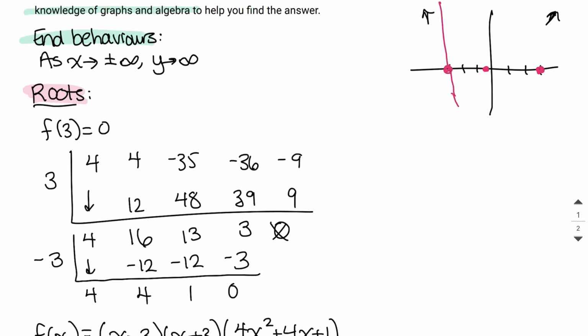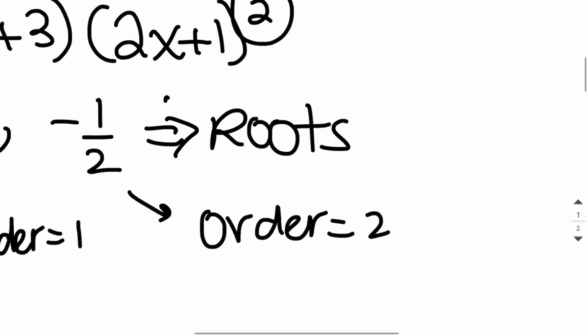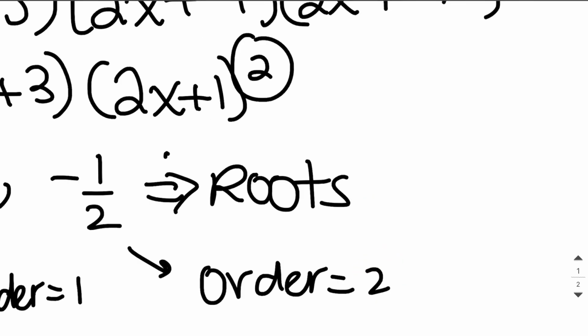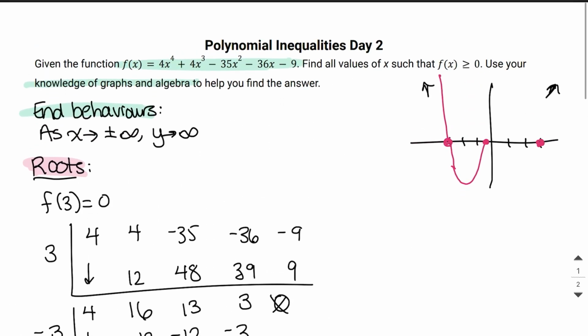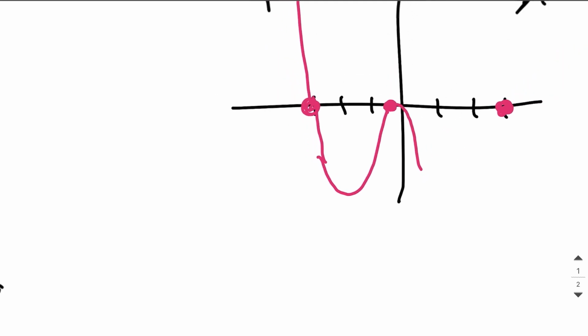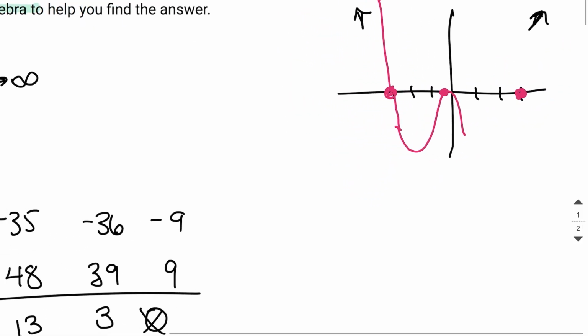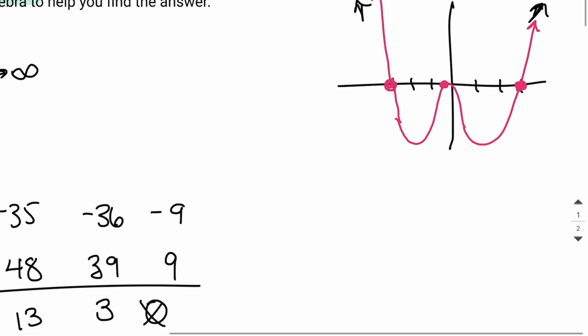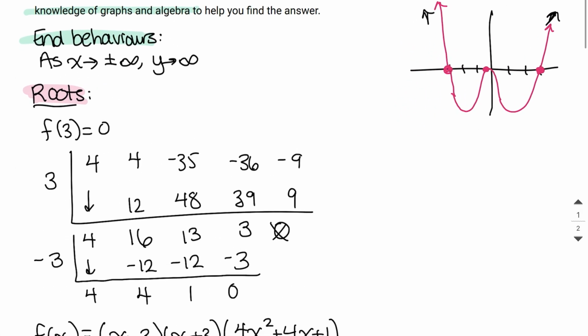And then it's going to have some kind of a turning point. It's going to come back up to -1/2 because -1/2 has an order of 2. That means that it's going to behave like a quadratic at -1/2. So it's going to look like this. It's going to come back down. And again, I don't know exactly where the turning points are. This is just a super rough sketch. And then it's going to come back around, and then it's going to go to infinity in both directions. So we know it's going to look something like this.